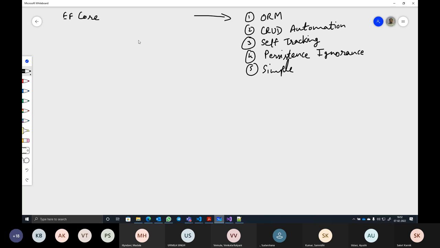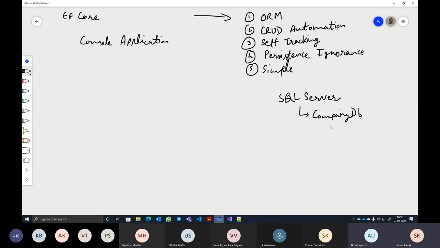So here I'll just put a requirement today. What exactly we are going to see with the EF Core example, which we'll be building tomorrow morning. I'm looking for a simple console application which deals with a backend database created in SQL Server, where I'm looking for a database named CompanyDB. This CompanyDB database needs to have a table called Departments.